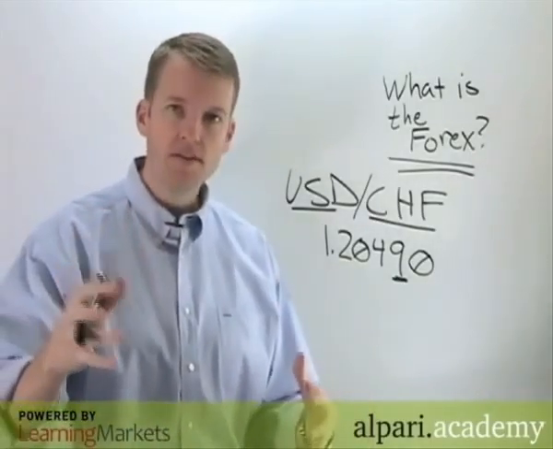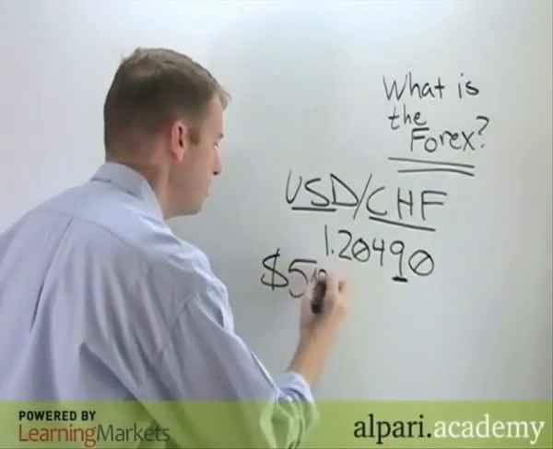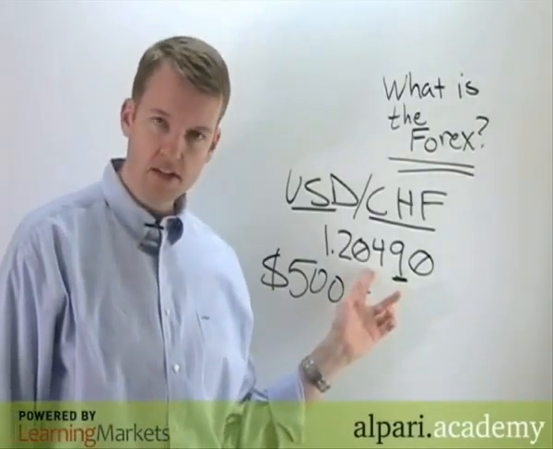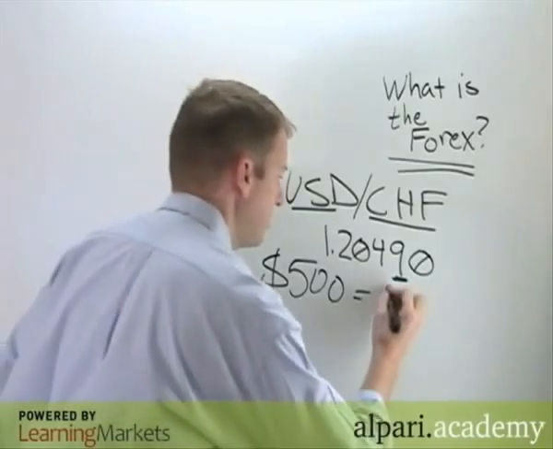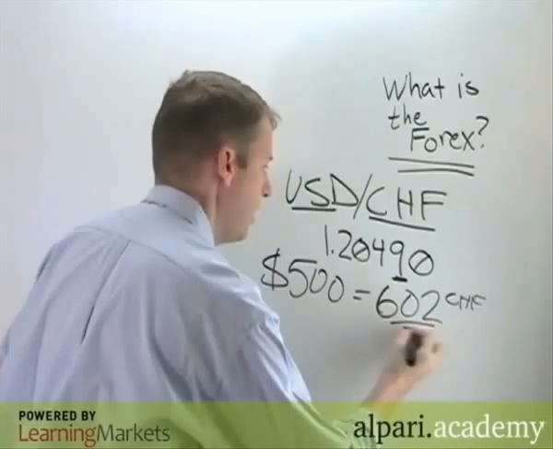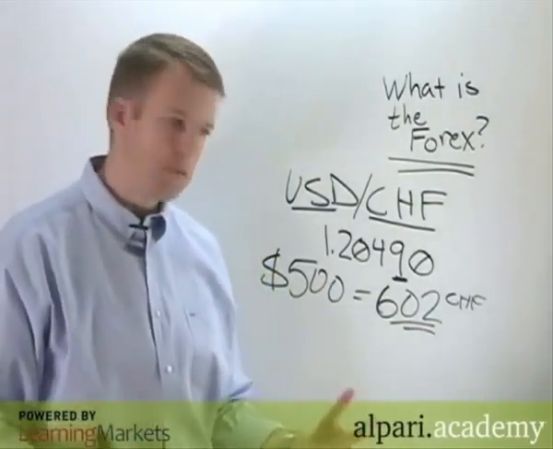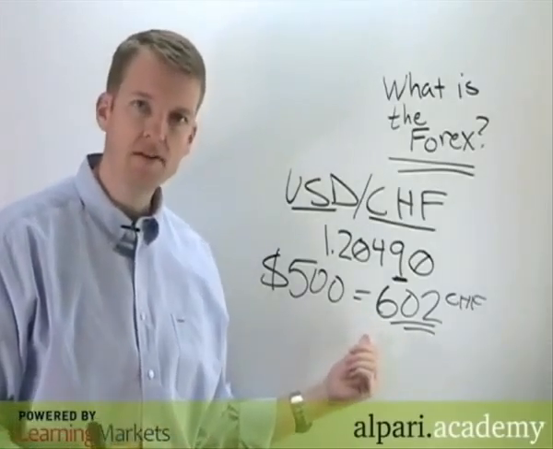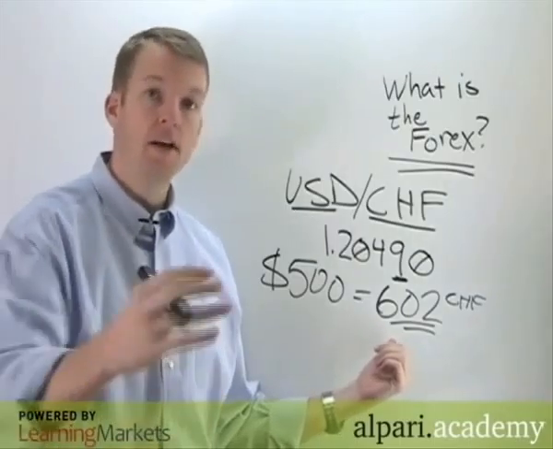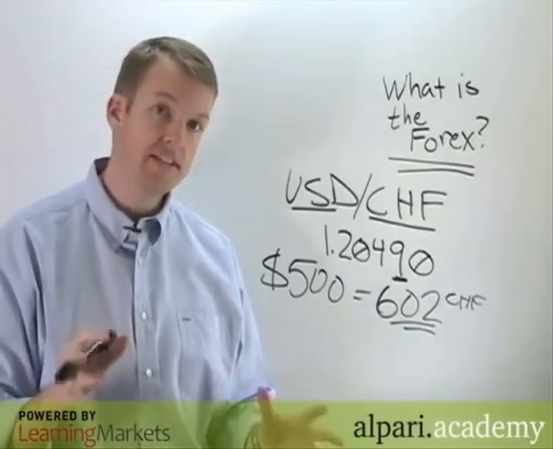Now, if we were to convert some spending money, let's say, for example, we're going to turn $500 worth of spending money into francs at this particular exchange rate. Well, that's going to give us 602 francs. All right? So now we've done our first foreign exchange transaction. If you've ever traveled abroad, this is what you've done. You've turned your domestic currency into another currency at the exchange rate. This is one half of the foreign exchange transaction.